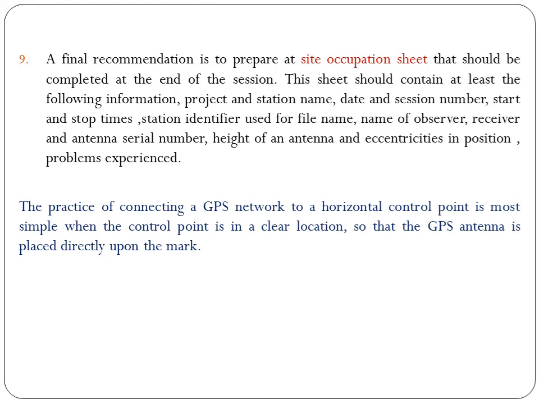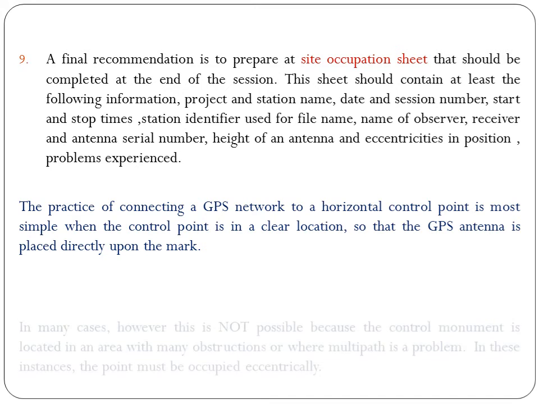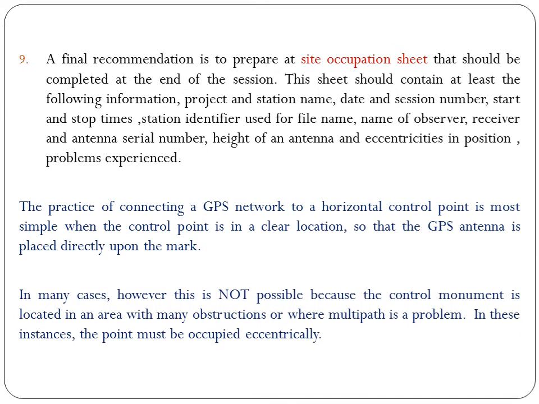The practice of connecting a GPS network to a horizontal control point is most simple when the control point is in a clear location. The GPS antenna is placed directly upon the mark where we want to locate or track or survey. In many cases, however, this is not possible because the control monument is located in an area with many obstructions where multipath is a greater problem. So in these instances, the point must be occupied eccentrically.